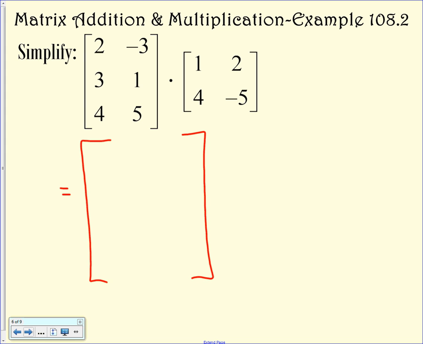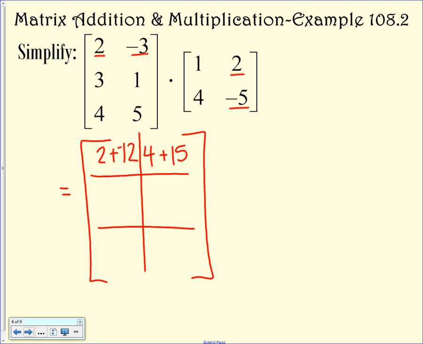So I'm going to say 2 times 1, which is 2, and then plus negative 3 times 4, which is negative 12. And if it helps you to kind of space them out so that your numbers don't bleed together too much, that's fine. You may not want to draw the boxes, but you can kind of split it into sections. For this top right number, we're going to do 2 times 2, which is 4, plus 15, because we have negative 3 times negative 5.